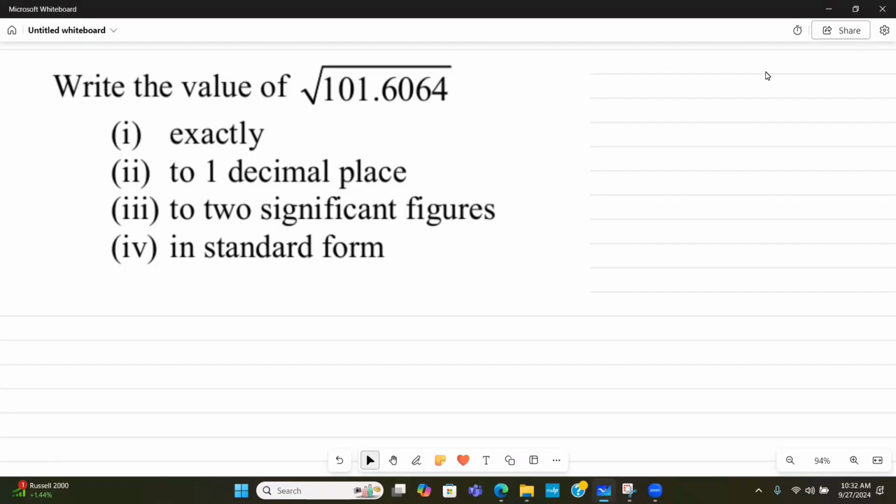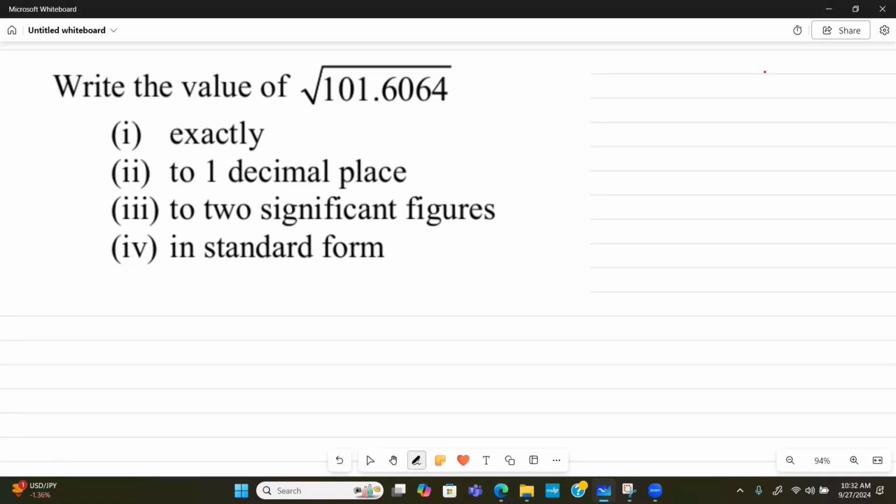We're looking at rounding off principles. So we'll be looking at rounding off the decimal places, significant figures, and we'll be writing some answers in standard form as well. So let us go. Let's see what's going on here for this question. Write the value of the square root of 101.6064. So basically what we want to do is just to take the square root of that number.